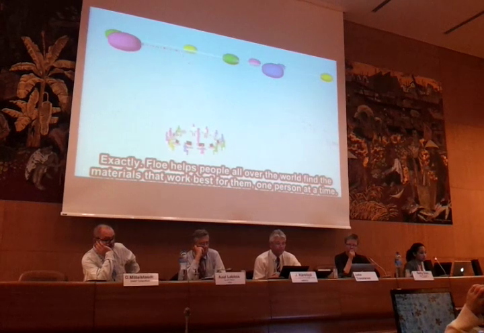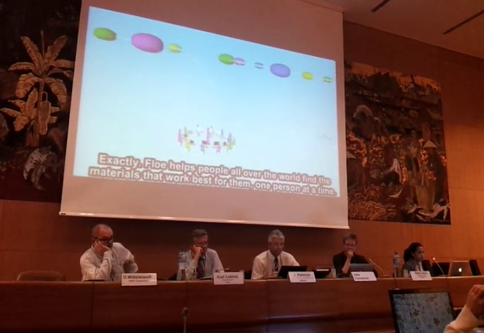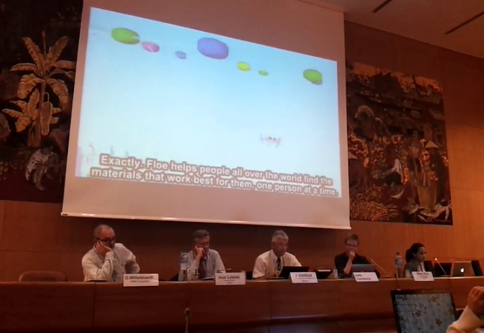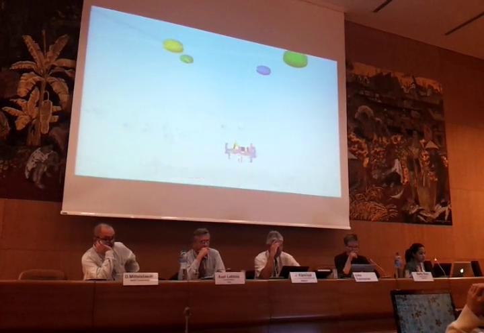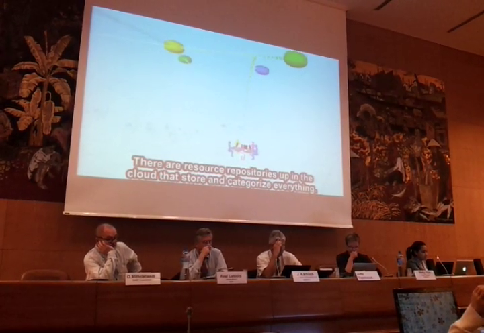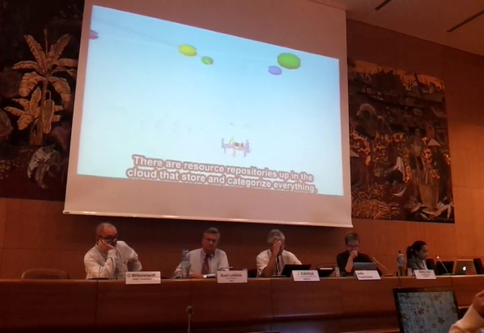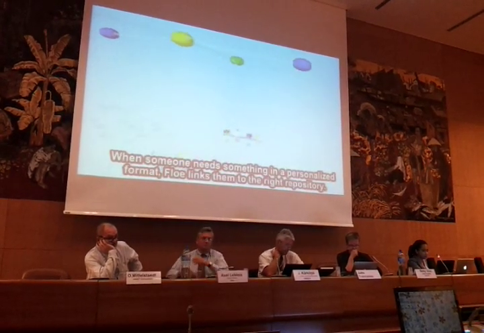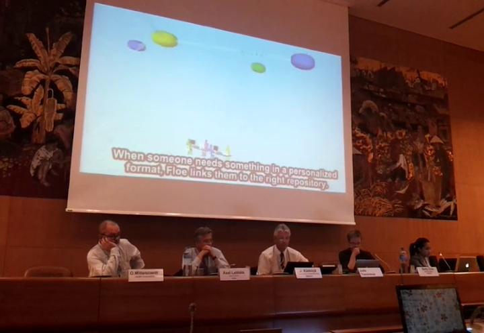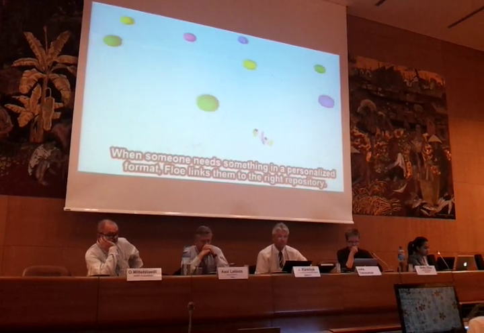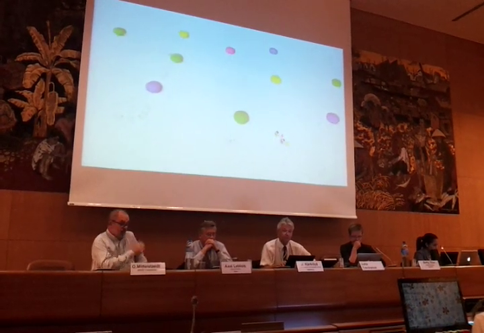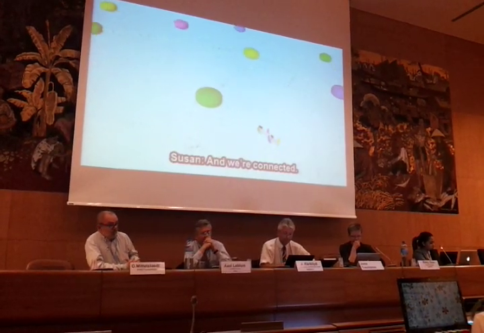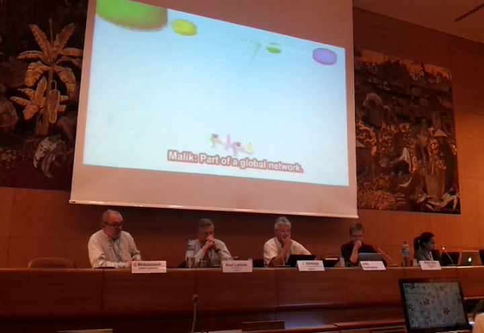FLOE helps people all over the world find the materials that work best for them, one person at a time, and we don't have to store any of it. There are repositories up in the cloud that store and categorize everything. When someone needs something in a personalized format, FLOE links them to the right location in the right repository. We see a request come up the pipe, and learning materials flow back down. And we're connected. Part of a global network.